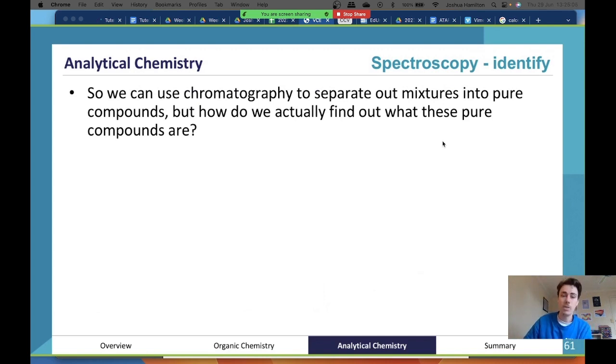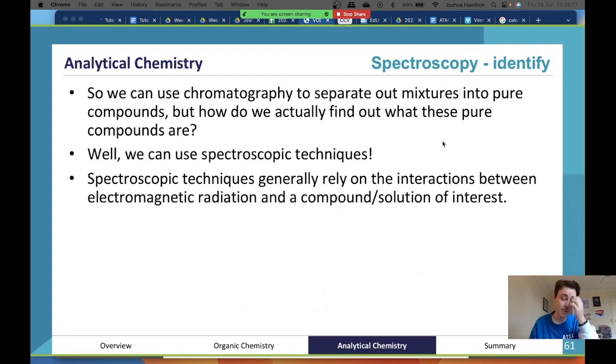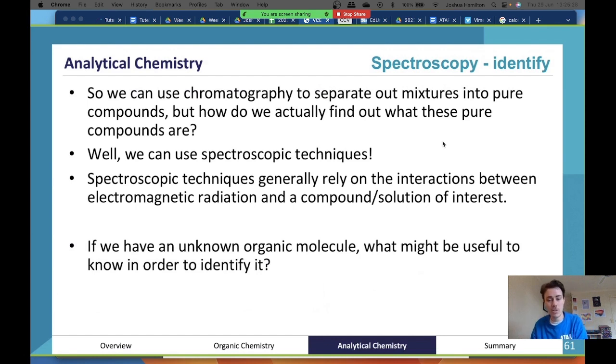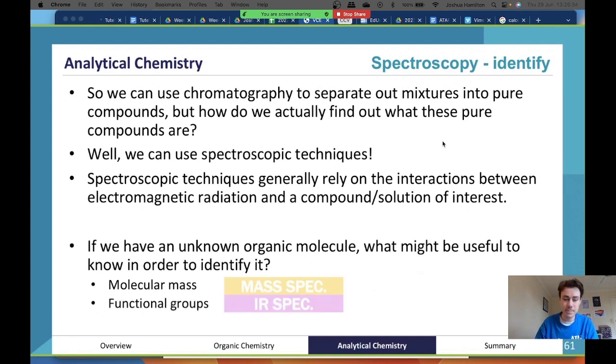Spectroscopy. How do we identify? We use chromatography, we've separated all our mixtures, and now we're going to figure out what our mixtures are. What have we got? So we use spectroscopic techniques. This is just referred to as spectroscopy. They use different forms of EM radiation, or electromagnetic radiation, and they find what's going on. So if we have an unknown organic molecule, what might be useful to identify it? Well, we want to identify the molar mass, we use mass spec. We want to identify the functional group, we use IR spec.